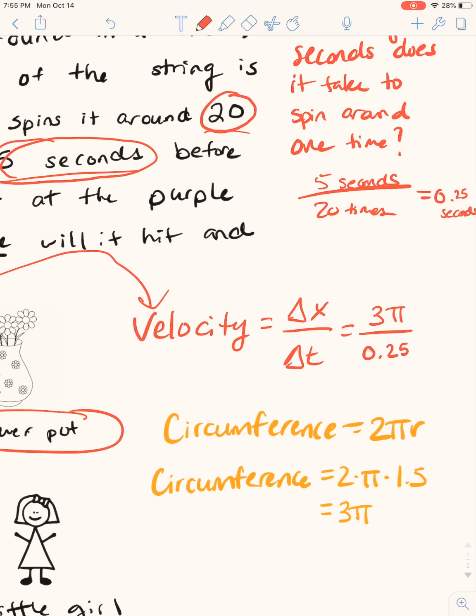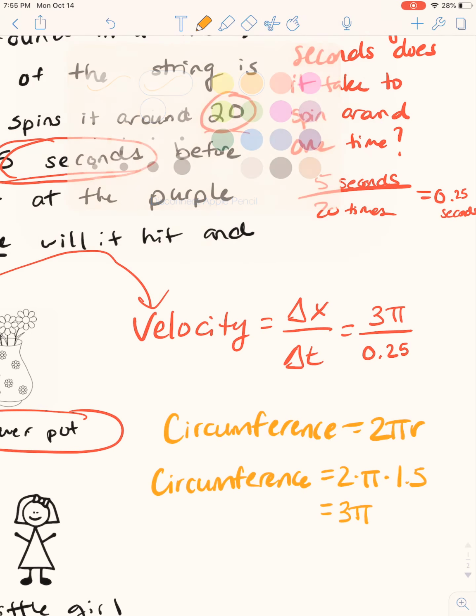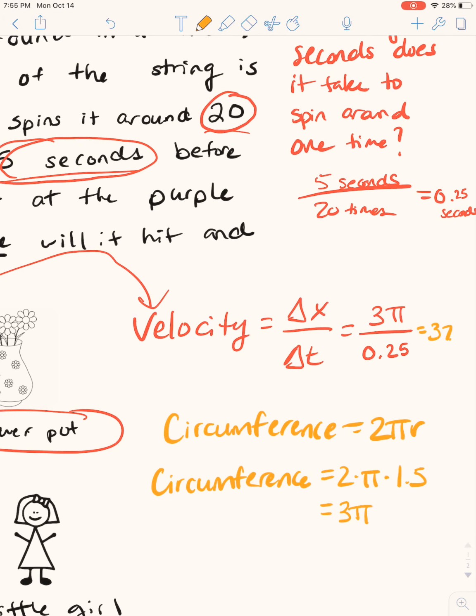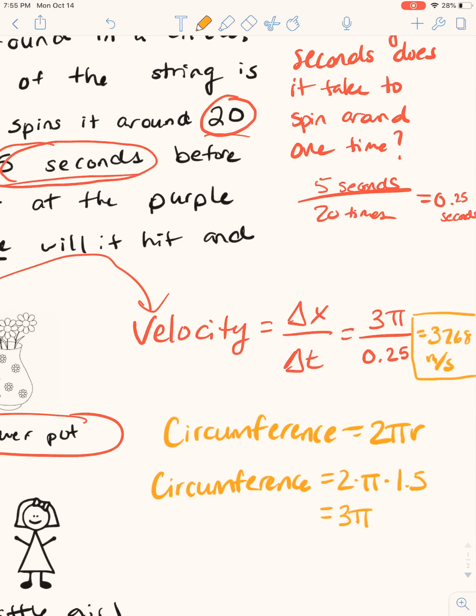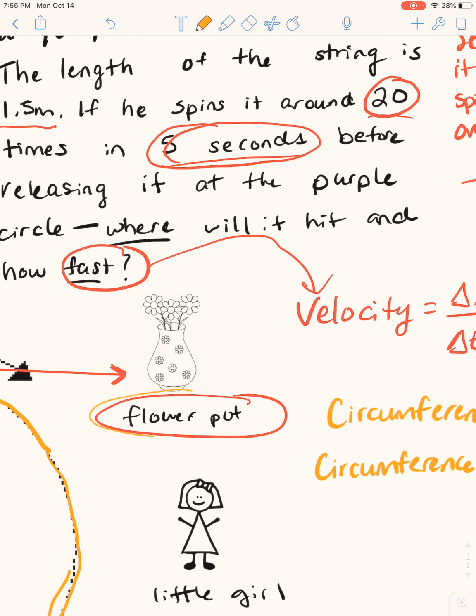And at this point, you would probably need a calculator to do this math. Go ahead and get your calculator out if you want to follow along with me. 3 times 3.14, that's pi, divided by 0.25. And that gives us 37.68 meters per second. So that is how fast it was moving, and of course it's going to hit this flower pot.